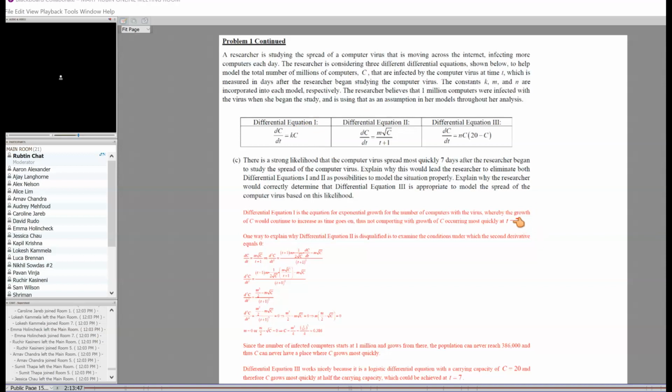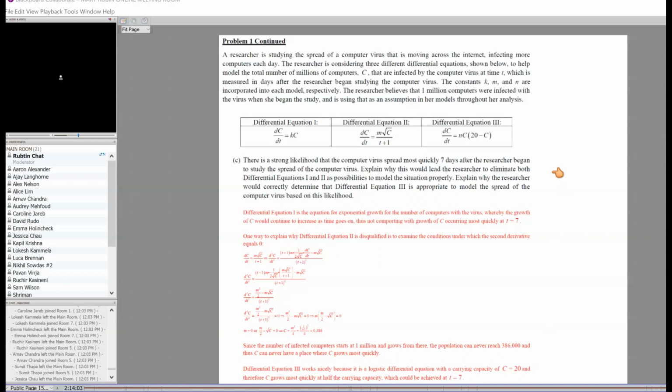That's what this is saying. There can't be a most quick time. This one, a lot of people said, oh, I recognize that is logistic. So you can give a verbal explanation. So it's logistic, carrying capacity of 20.